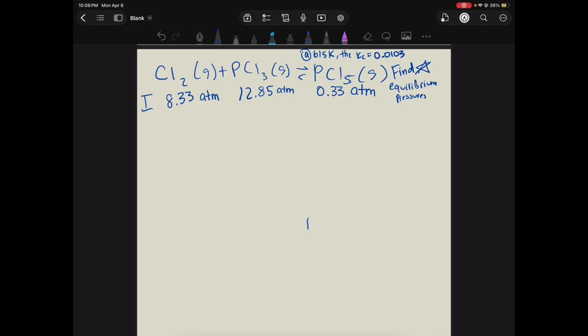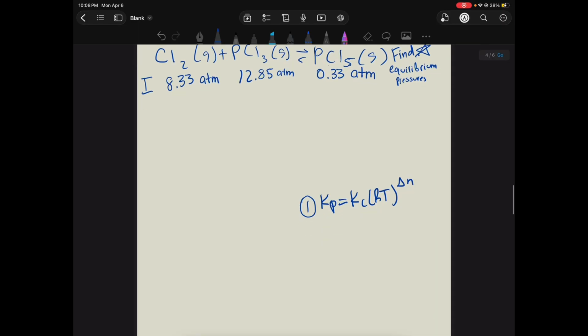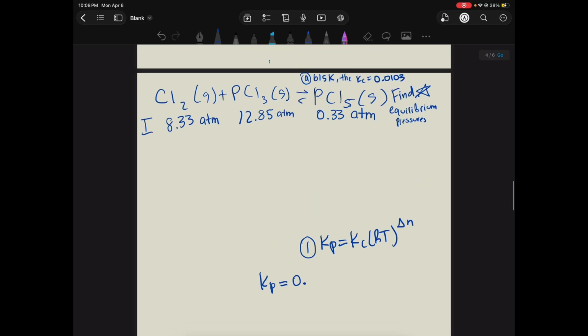The first step would be to remember the equation Kp is equal to Kc times RT to the power of delta n. And we have to just solve for Kp because this is a pressure problem and we're given the values in Kc. So it'd be Kp is equal to Kc, which is given as 0.0103, times R, which would be 0.08206, times temperature, which we're luckily given in Kelvin. Remember that it has to be in Kelvin, then delta n.